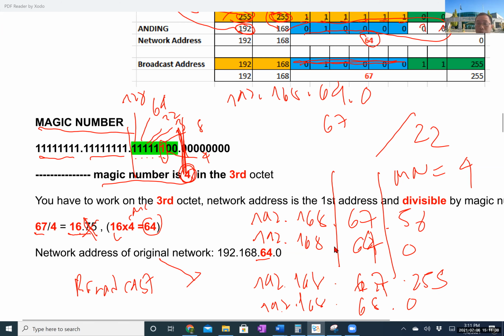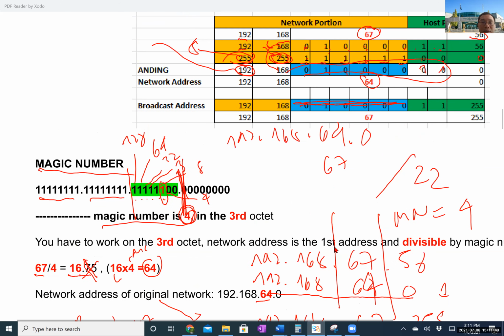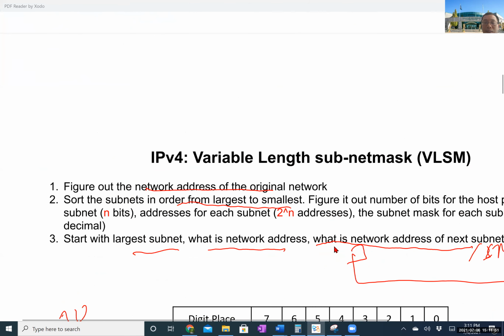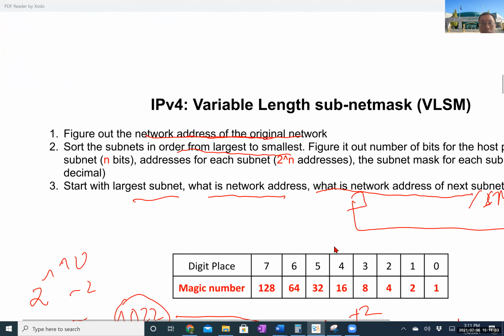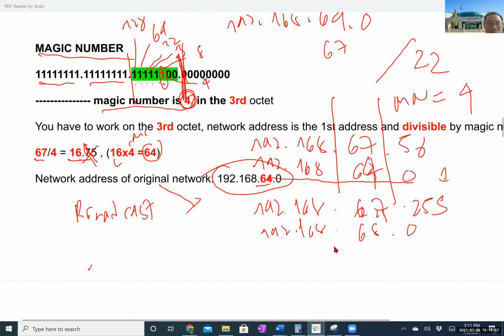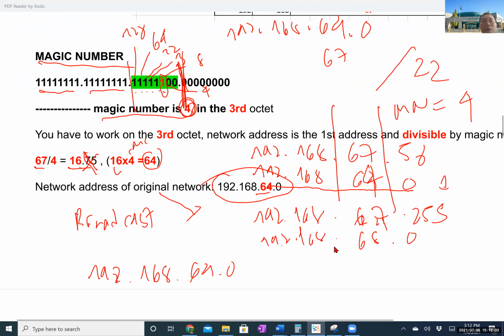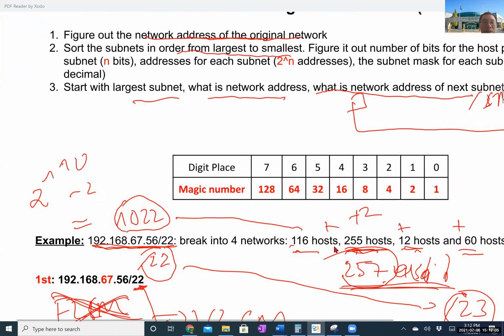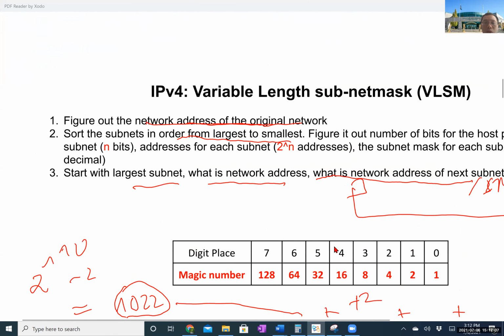And of course, the first usable address will be 192.168.64.1, and the last usable address is 192.168.67.254 here. Now, the first one, you already know the network address of the original network here, 192.168.64.0. The second one, you have to sort it in order from the largest to smallest here.